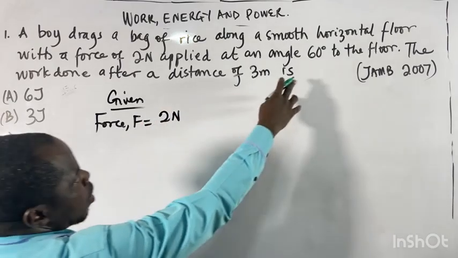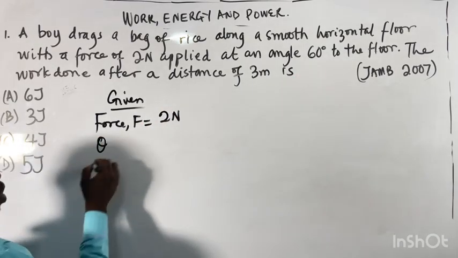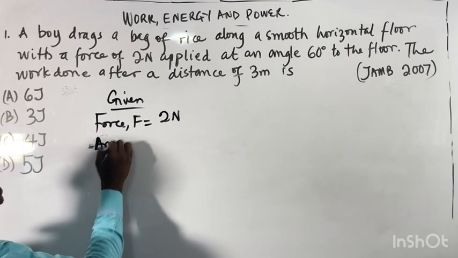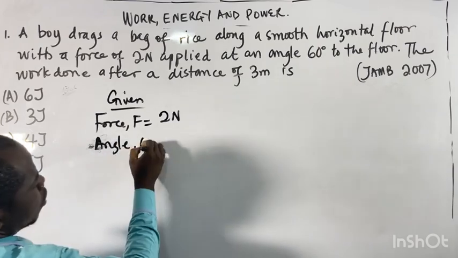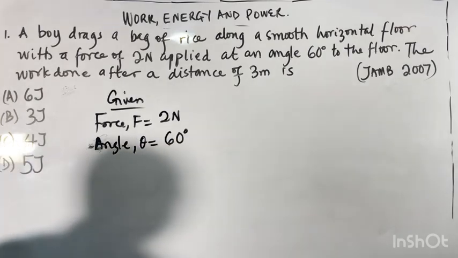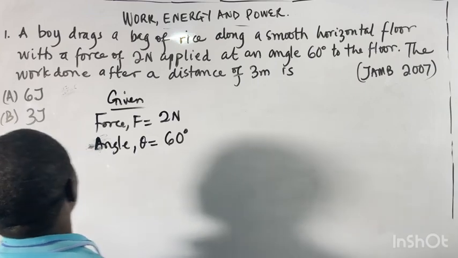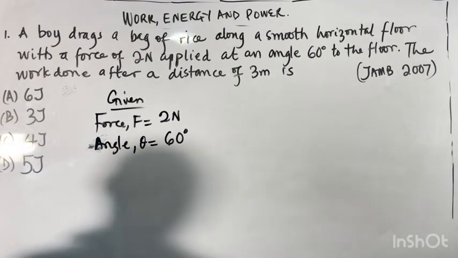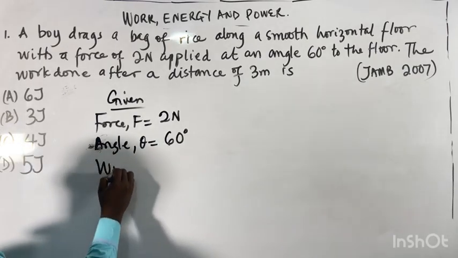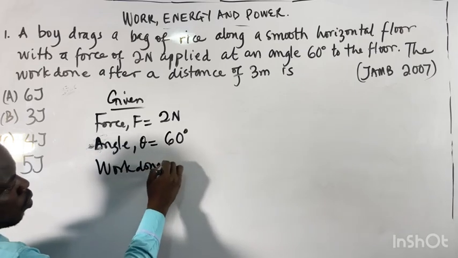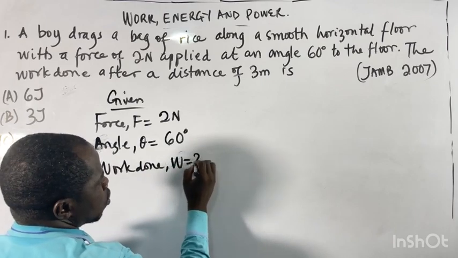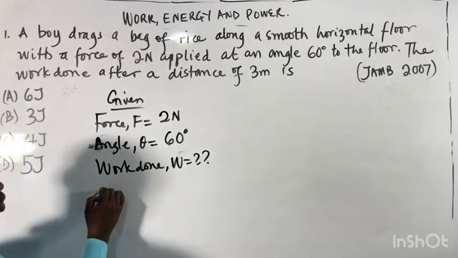Applied at an angle theta. That means angle of inclination theta is equal to 60 degrees to the floor. The work done after a distance of 3 meters is, we are calculating the work done. Work done, that's W, is unknown. And we are given the distance.